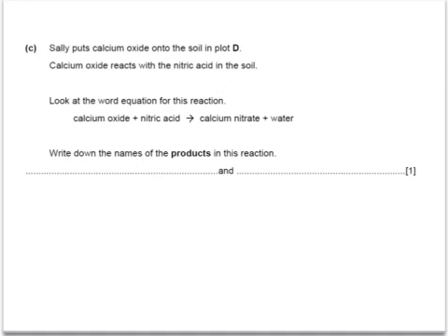Here's a past exam question. It's not a complete question, so parts of it won't make a great deal of sense, but Sally put some calcium oxide onto some soil in plot D. The calcium oxide reacts with the nitric acid in the soil. Here's the word equation for the reaction. What are the names of the products in the reaction? Well, the products are those things which come after the arrow. So it's calcium nitrate and water.